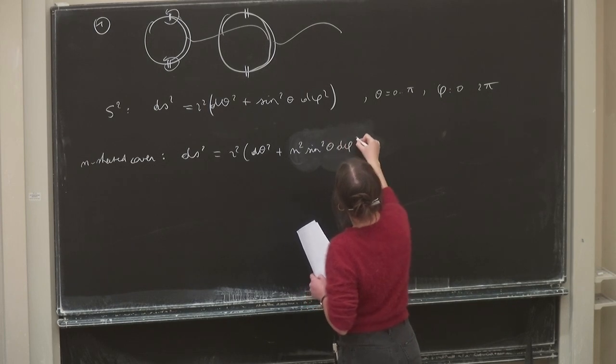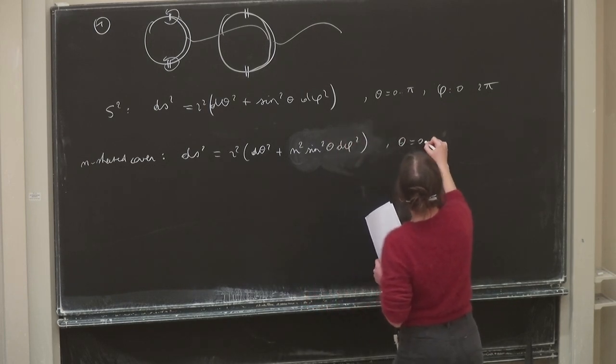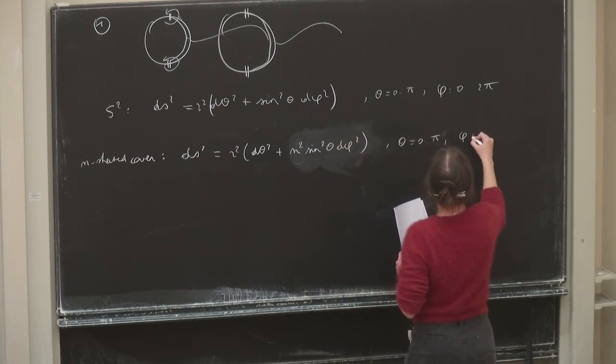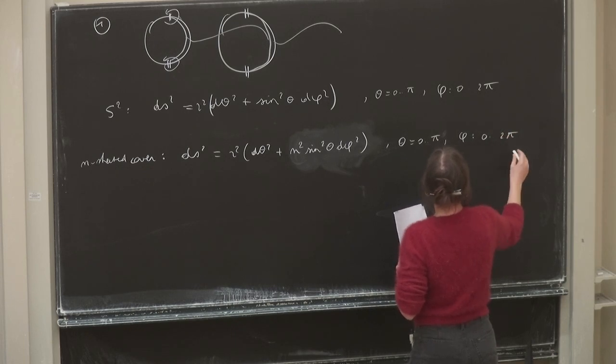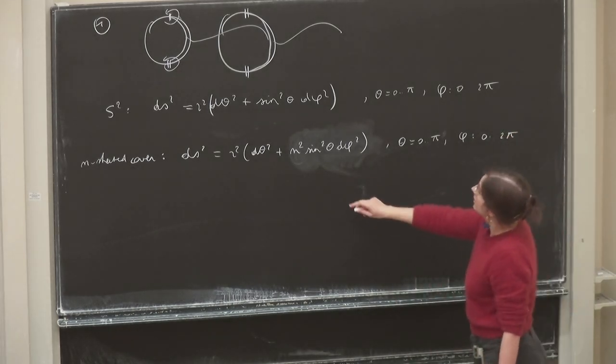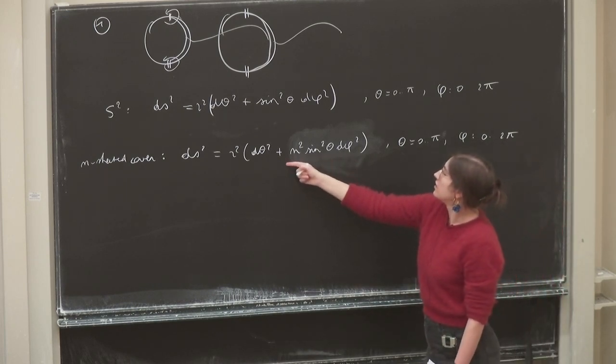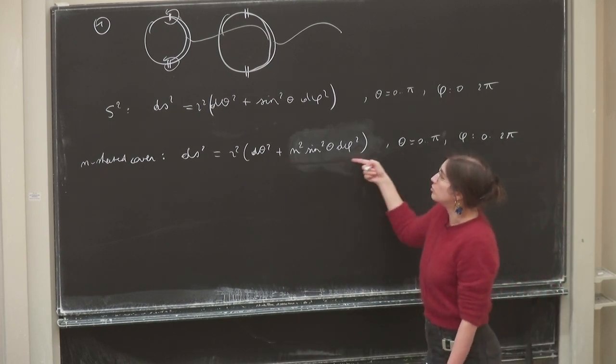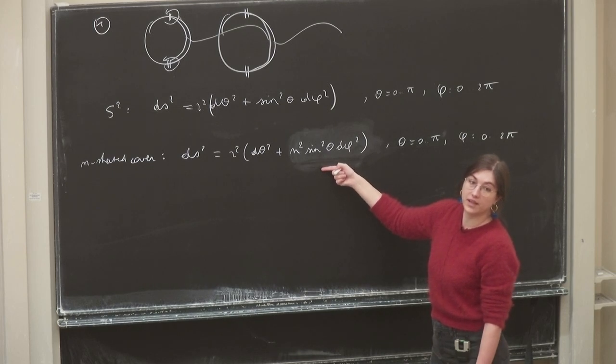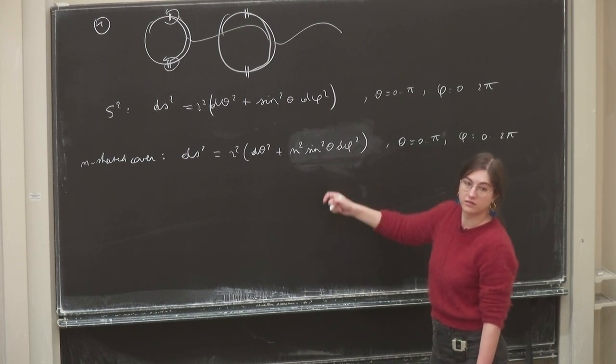So the second one is this, where theta still runs from 0 to pi, and phi runs from 0 to 2 pi. But phi running from 0 to 2 pi is not the range that gives you a smooth metric. It's the one that gives you a conical axis. Okay.